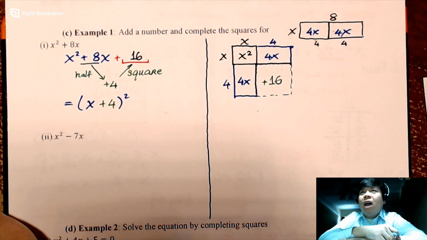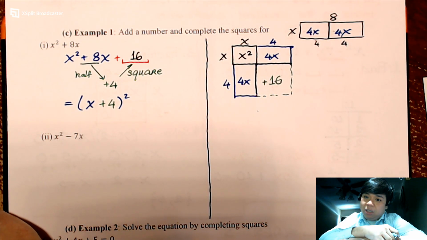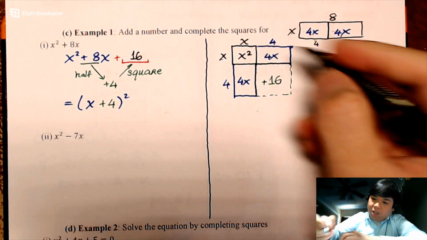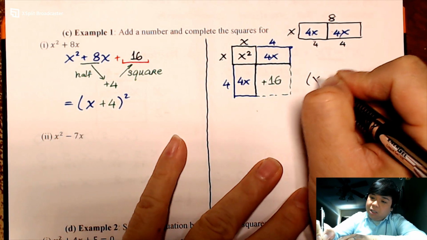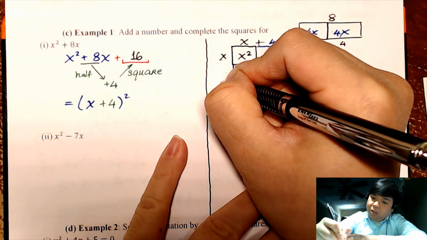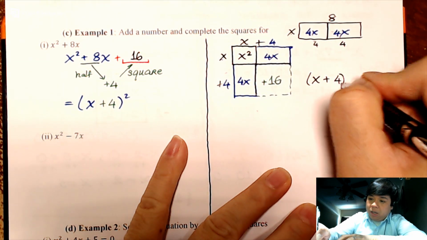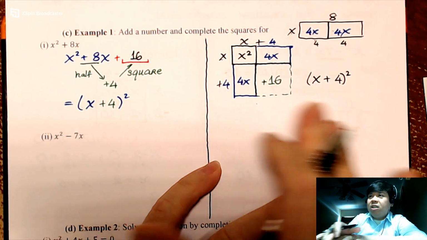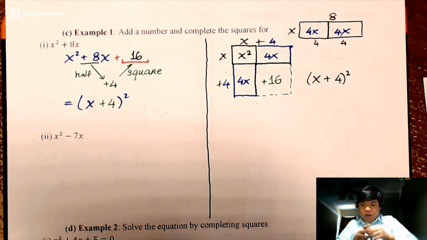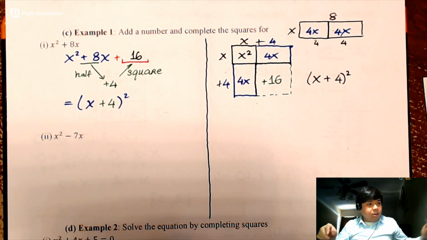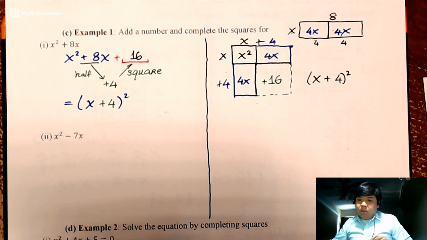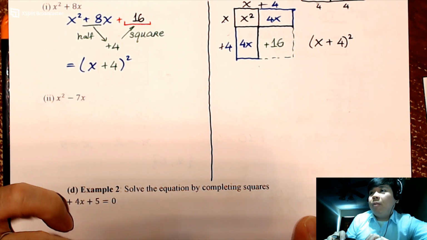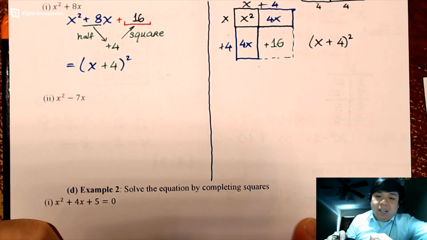Okay. And finally, when we write like that, we say this will be x plus 4 and x plus 4 on the side. So that whole area is going to be x plus 4 and x plus 4. So x plus 4 squared. Right. So complete the square, add 16 and make it a square of x plus 4 squared. Okay. Right. Just like that. Now let's try again.